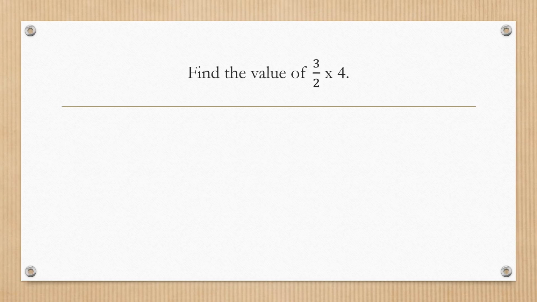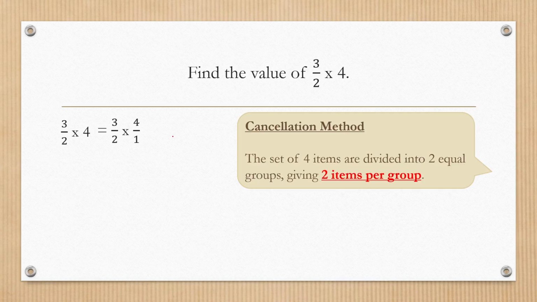Now let's look at multiplying an improper fraction and a whole number. We're going to use the same concepts, just that now it's an improper fraction. So 3 over 2 multiplied by 4 is the same as 3 over 2 multiplied by 4 over 1. So the 4 items, we want to put them into 2 equal groups. So we want to know how many items there will be in the 2 groups. So I divide both by 2, and I'll get 2 over here, and I'll get 1 over here. So 3 over 1 multiplied by 2 over 1 would give me 6.